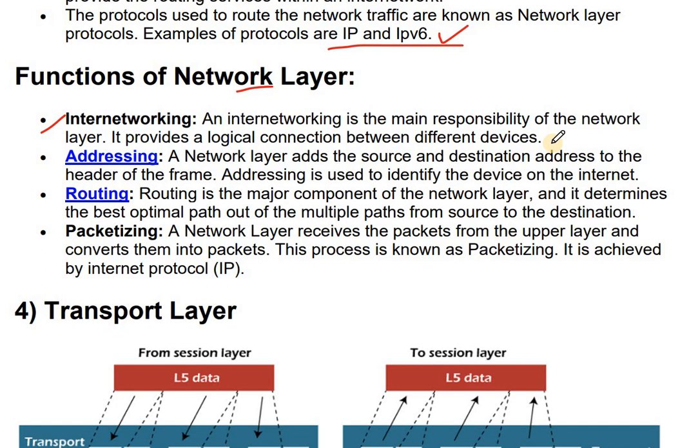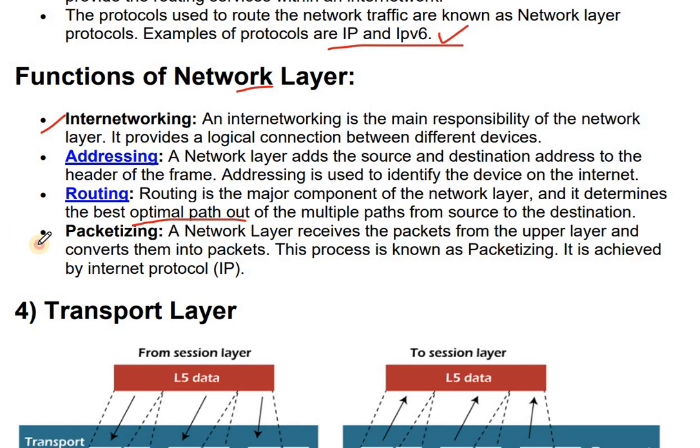Another is routing. Routing is a major component of the network layer, and it determines the best optimal path, meaning the best path out of multiple paths from source to destination. There may be multiple paths to reach from source to target, but we have to choose a path which is cost effective as well as takes less time, where the traffic is low and the cost is minimized. That path is called the optimal path.